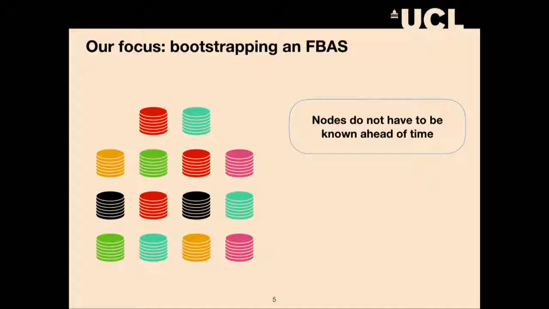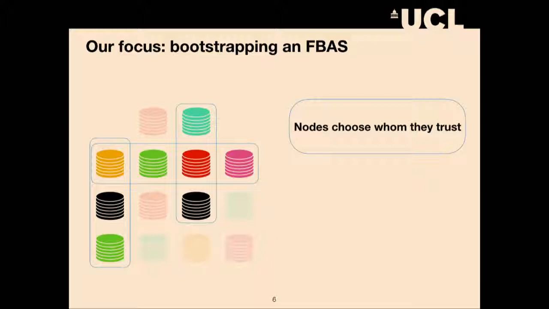Imagine that we have, as a general setting, all of these nodes here. The nodes don't have to be known in advance. What they do is, in some way, they choose which other nodes to trust, and they create links between each other. So they would create some slices. And the question is, can we actually achieve that setting, those quorum slices in a federated Byzantine agreement system, in a strongly sybil-resistant way? This is the question that we're trying to answer today.